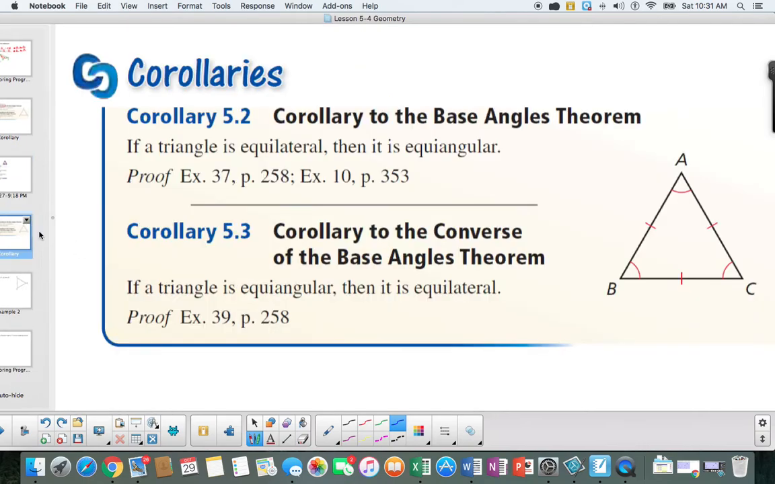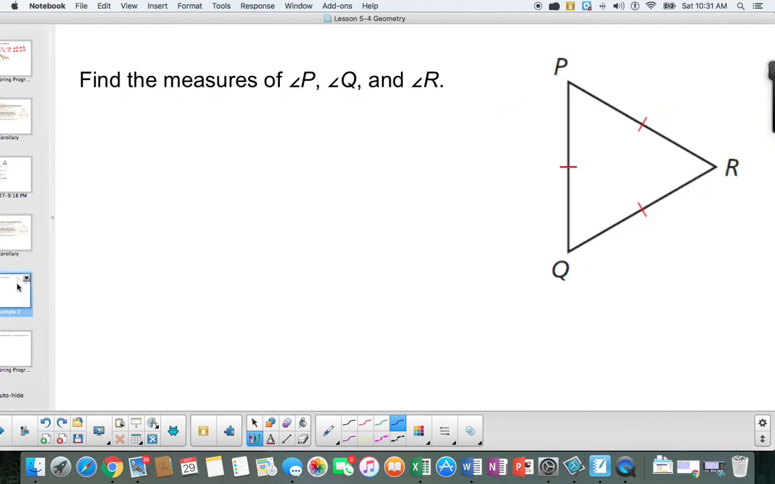Okay, one more time. If a triangle is equilateral, then it's equiangular. If it's equiangular, then it's equilateral. Okay, notice that this triangle is equilateral. Equilateral means all these angles are the same. Now this is a triangle, and we know that they all add up to 180, and if you divide 3 into there, then these are all going to be 60 degrees.